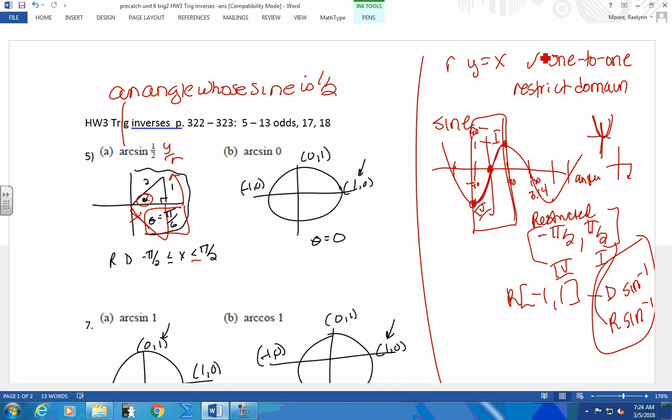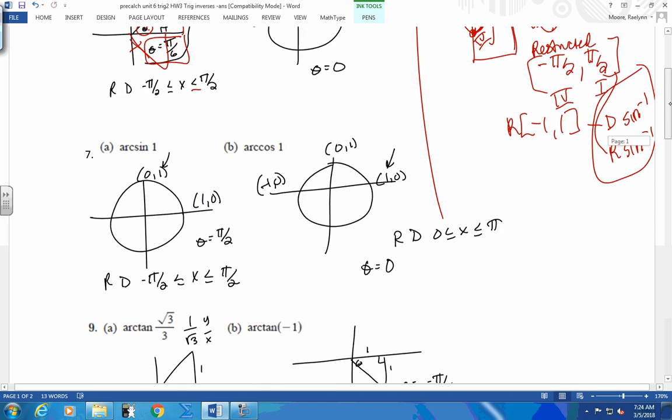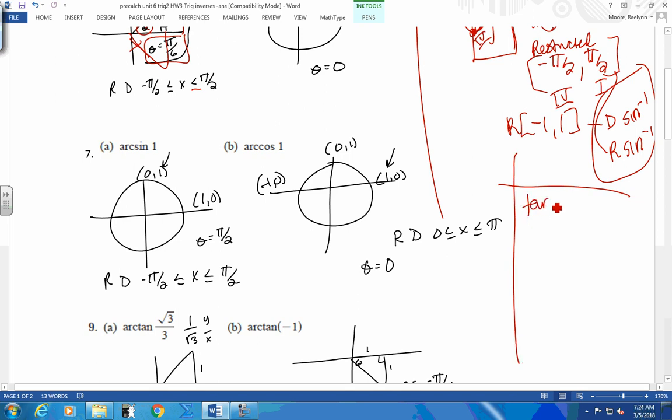Okay. Make sense? Okay, now tangent, let's just continue with this as a good review. I'm going to do tangent next because tangent is pretty similar. Tangent goes like this. Here's your 90. Here's your negative 90. These have asymptotes here.